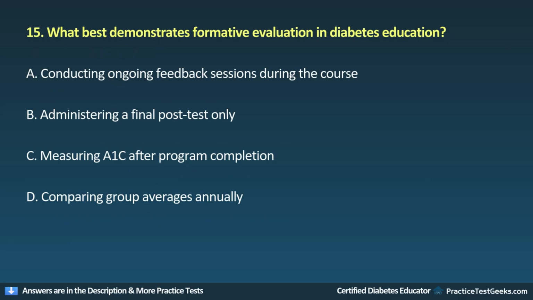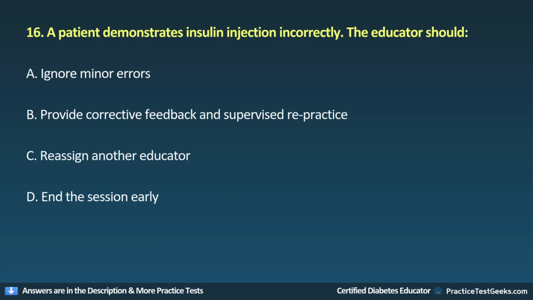15. What best demonstrates formative evaluation in diabetes education? A. Conducting ongoing feedback sessions during the course. B. Administering a final post-test only. C. Measuring A1C after program completion. D. Comparing group averages annually.